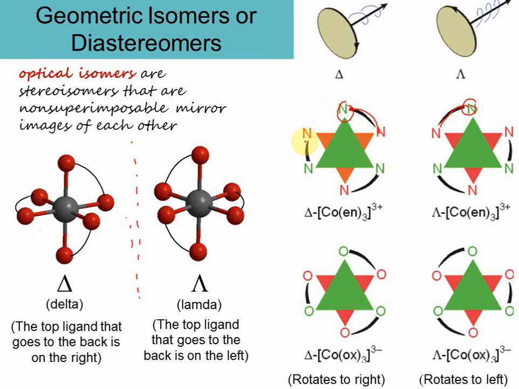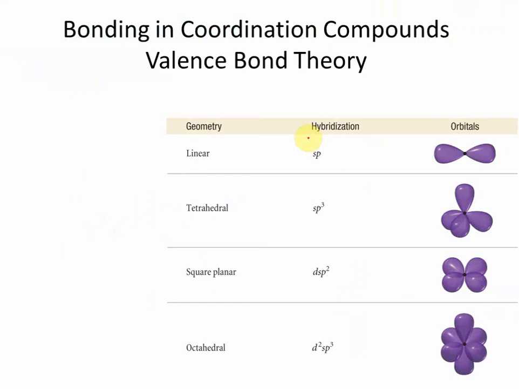Now, to help us understand the bonding in compounds, sometimes we use valence bond theory, and we learned about valence bond theory in Chem 1A.